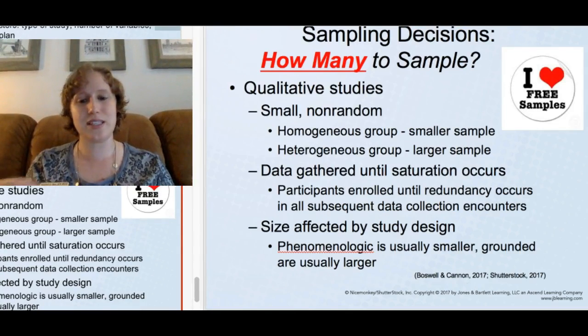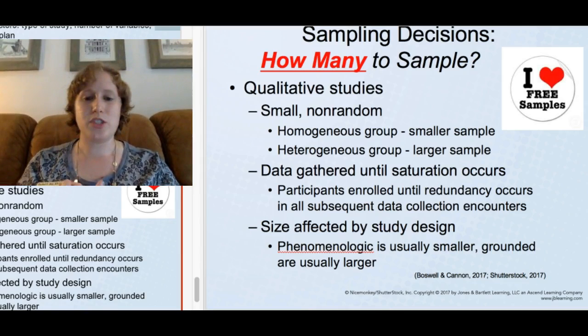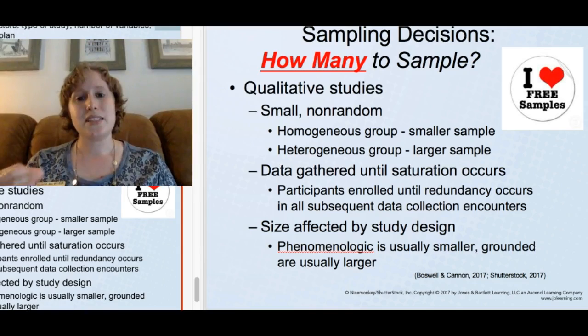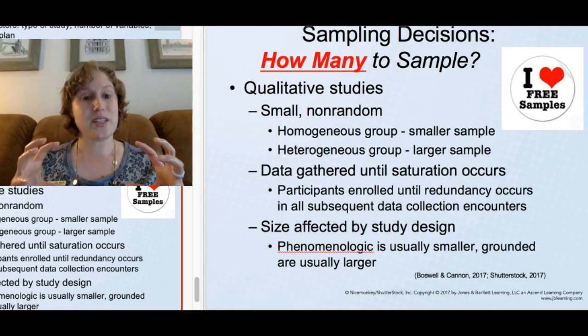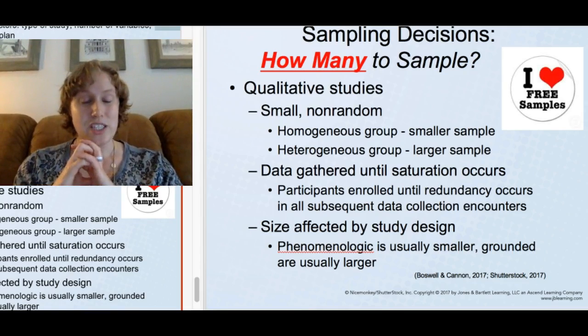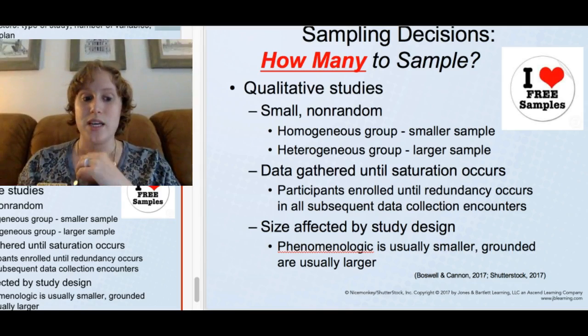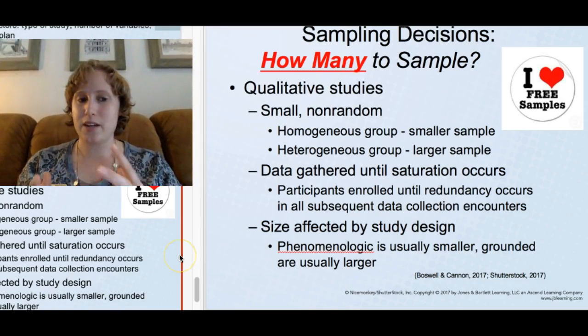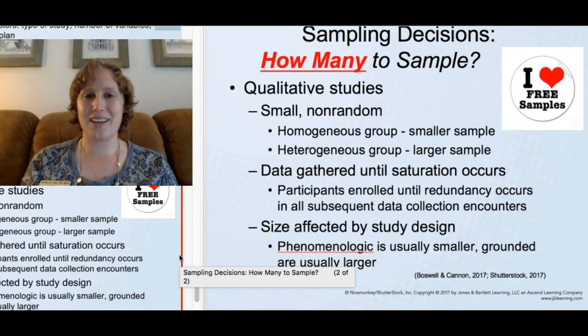In qualitative research, we're seeing a lot of the same concepts. Study design, is it homogeneous, heterogeneous? The main difference here is data saturation. So we will stop with our sample if we reach data saturation if we're doing certain qualitative studies. It could be a very small sample at that point, but it doesn't matter because we have all the information that we need.